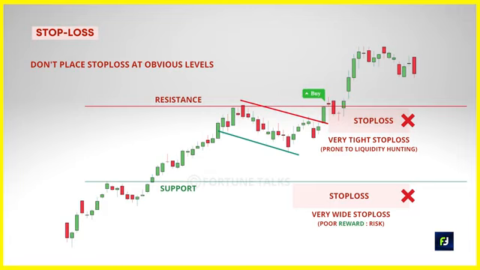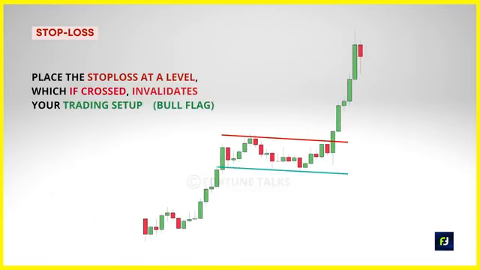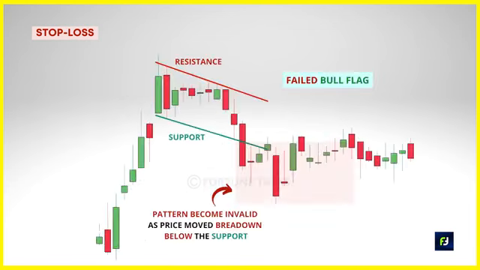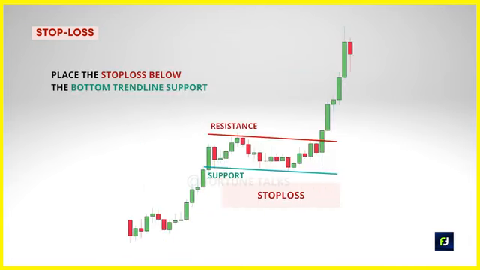So how do you get a proper stop loss setup? It's simple. Your stop loss should be at a level that, if crossed, invalidates your trading setup. So what are we trading here? We are trading a bull flag, and the pattern becomes invalid when the price breaks and closes below the bottom trend line support. So you have to keep your stop loss below this particular support level.